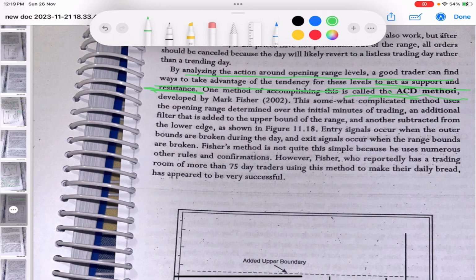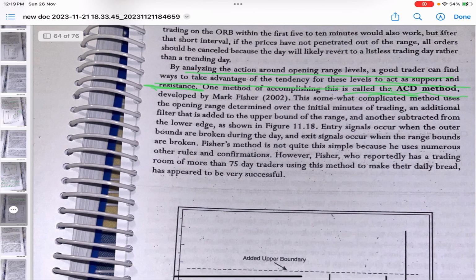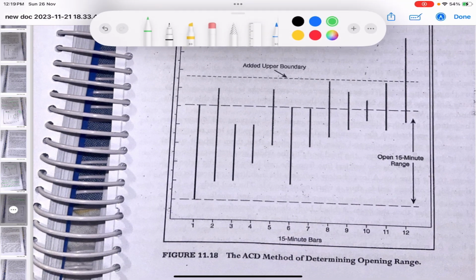It basically uses the first few minutes of the market opening, and it then tries to see, I'll tell you what it actually does. Let me just show you the picture, otherwise it's difficult to explain. Right, so you can see this. You can see the first few minutes, 1, 2, 3. This is the opening range, right? And this is the first 15-minute candle, okay?